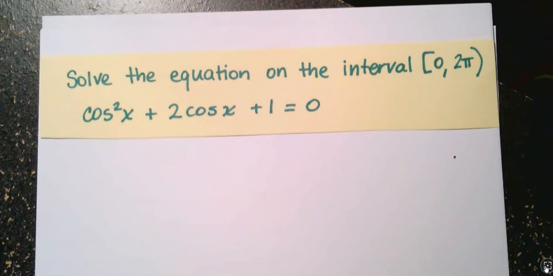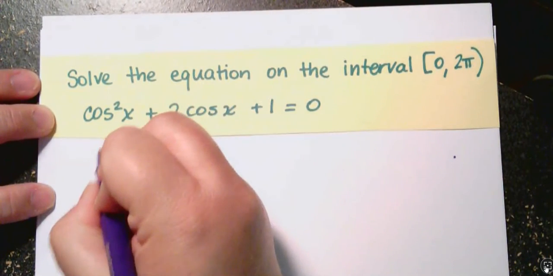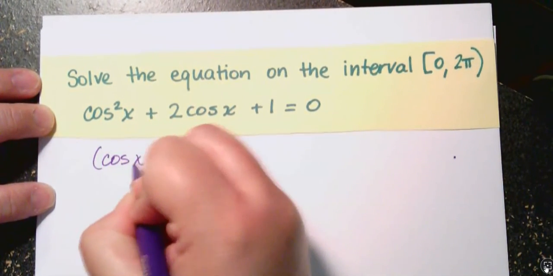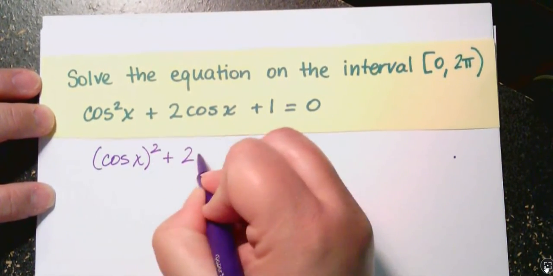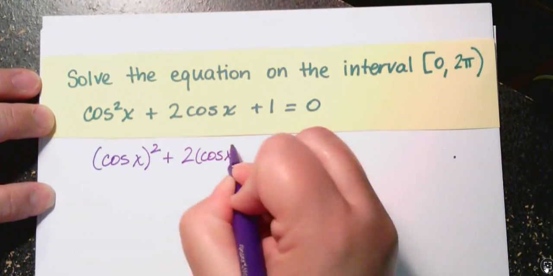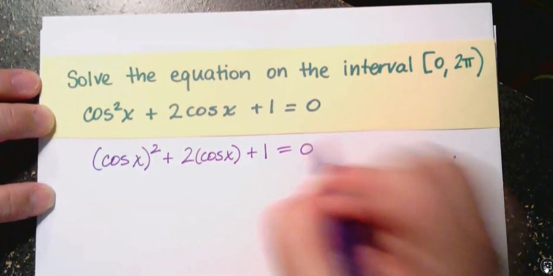All right, so let's look at this one. How I write my final answer might be a little bit easier, but I have to do a little bit more to solve the problem. So on this one, what you need to notice is that this is basically saying cosine of x squared plus 2 times the cosine of x plus 1 equals 0.